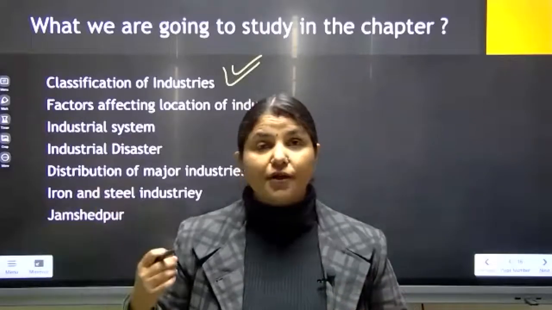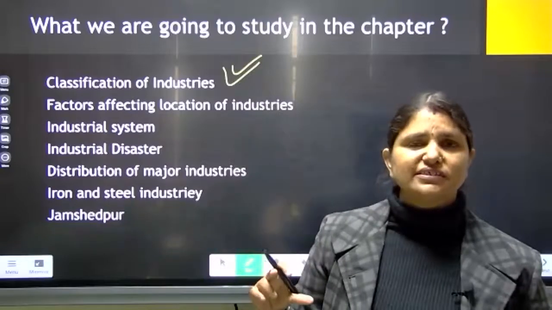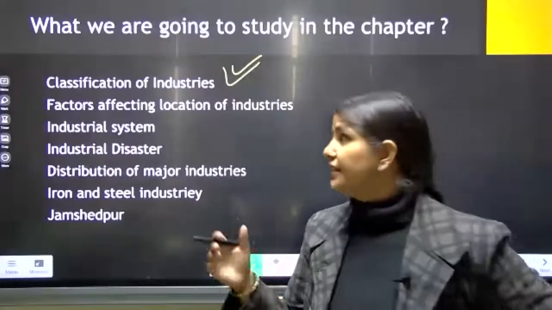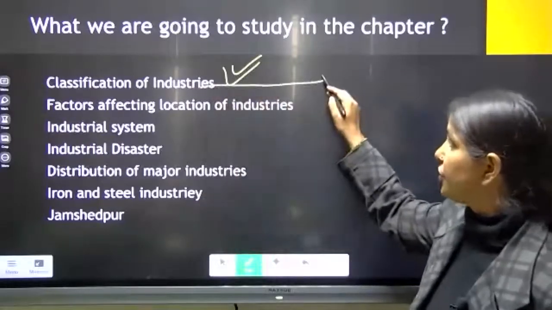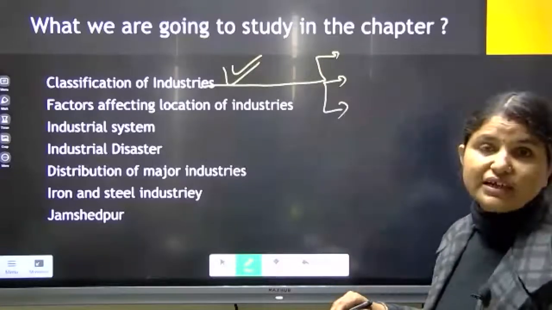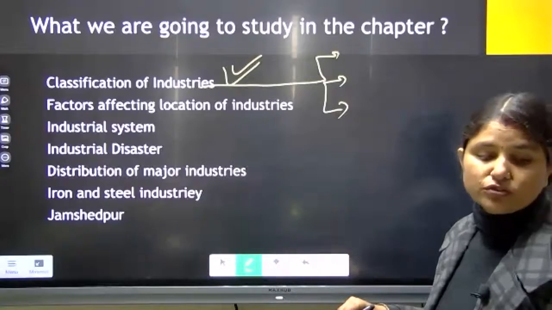They are part of big industries, okay. Except that, cottage industry is also a type of small industry. So in this classification of industry, we will see that there are three types of classifications of industries. Industries we can classify on three bases.